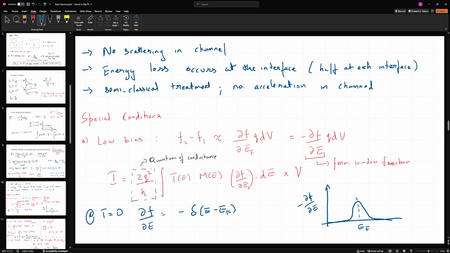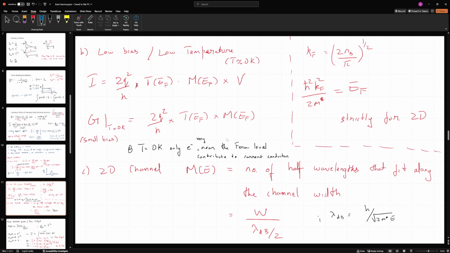Okay. So low bias case, we have the approximation of the differences between the Fermi distribution functions. We have the Fermi window function, the properties of the Fermi window function, and from that we derive the quantum of conductance. So this quantum of conductance corresponds to around 12.8 kilo ohm. So if I want it to be conductance, I will take the inverse of that. I'm not writing this value here because I've referred to it several times in the previous session.